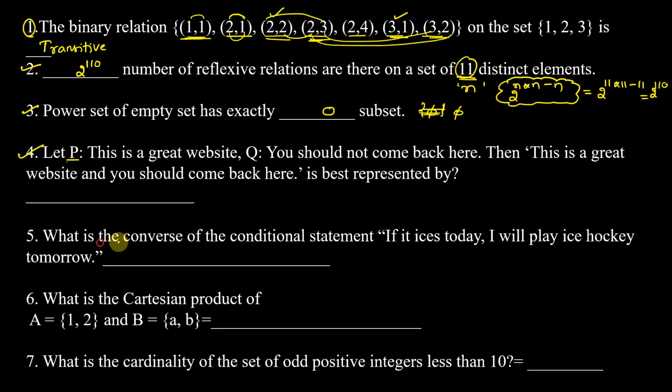Question 4. Let P be "This is a great website" and Q be the proposition "You should not come back here." Then a statement is given: this is a great website and you should come back here. Now, "this is a great website" is the proposition P, and you can write it as a conjunction. And the second proposition, "you should come back here", but what is given as Q? "You should not come back here." So "you should come back here" is the negation of Q. Then you can write this as the compound proposition P and negation Q.